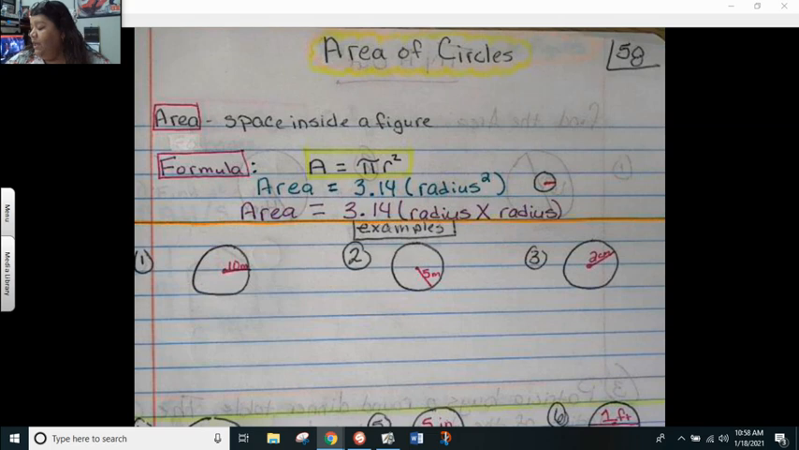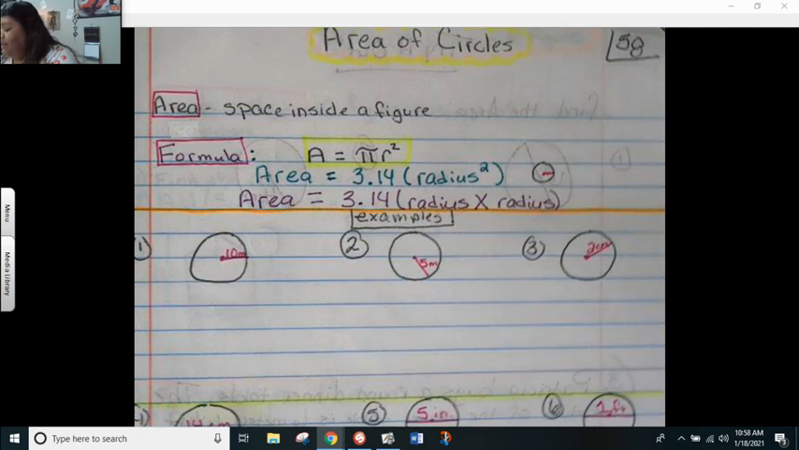Now I'll show you what to do after these three examples when you're given the diameter. So today you're doing 3.14 times the radius again. And all of your units are going to be in square units. So inches squared, centimeters squared, meters squared, okay? These squared units, all right? So let's get started on our examples.